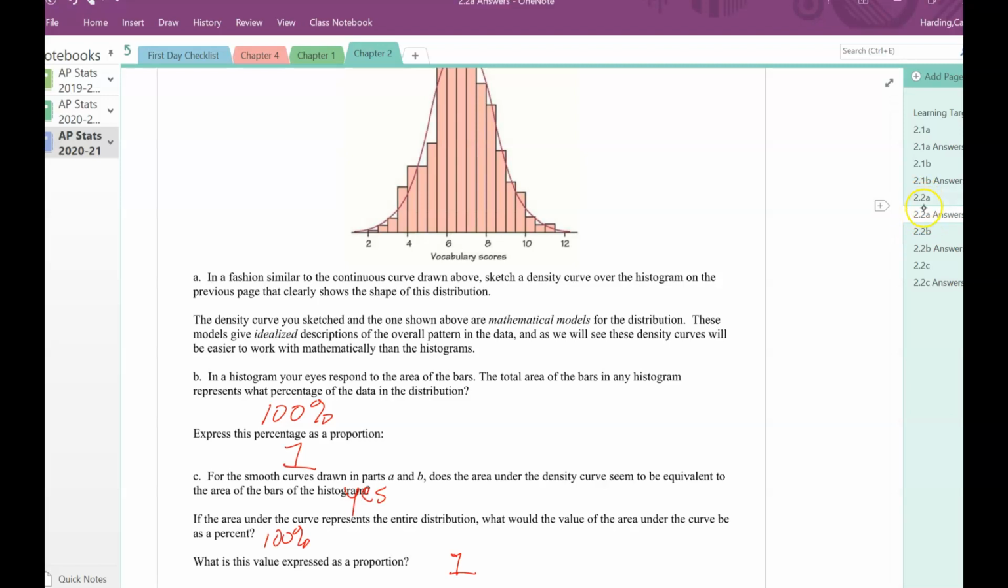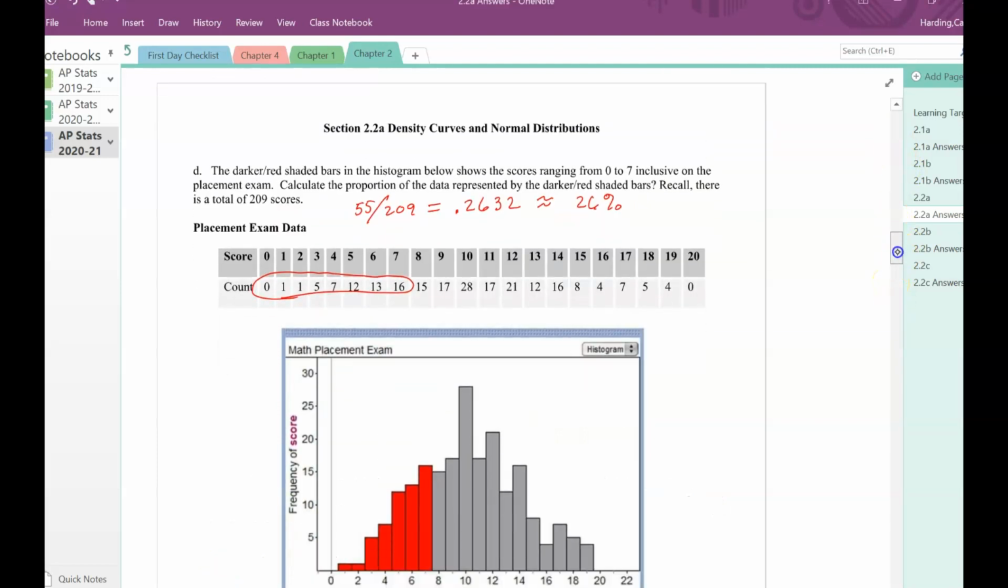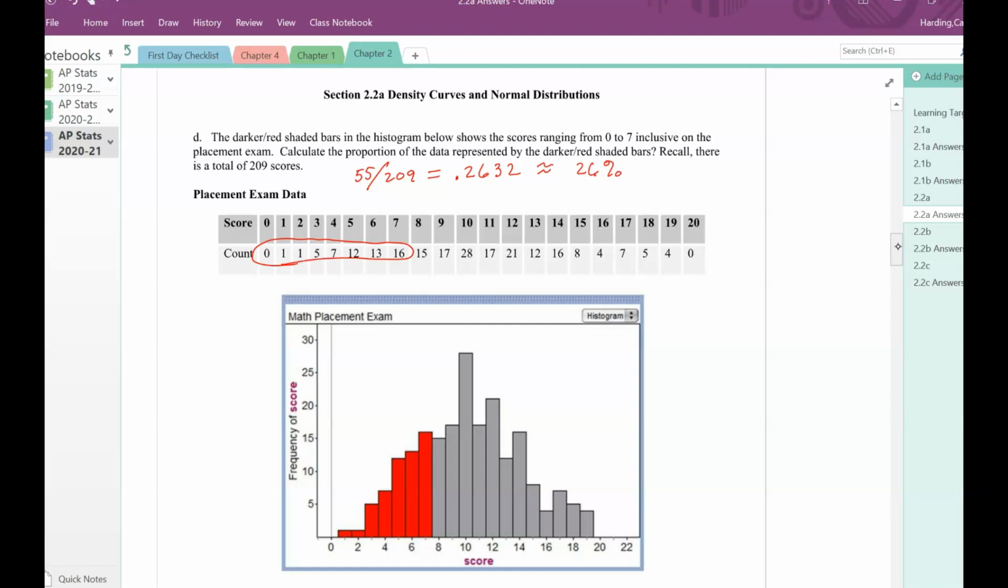If you go to the next page, we're looking at a distribution of information about a math placement exam. And at the top, it says we're going to shade in the histogram showing the scores that range from 0 to 7. You can see that here on the graph. These bars right here represent the scores from 0 to 7. And then the question asks, what is the total proportion of data that falls in that range? And you can certainly determine that by figuring out there are 55 scores within that range, 209 total. So it's about 26% of the data.